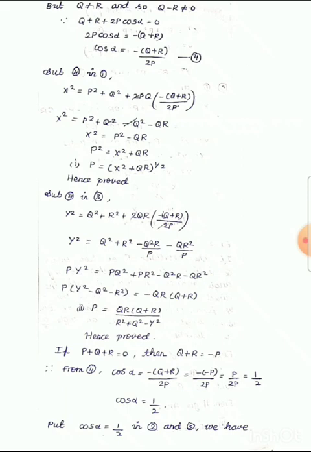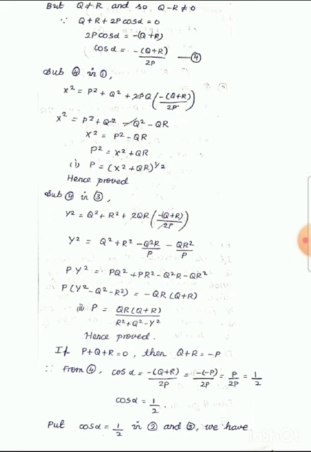So we'll get x squared is equal to p squared plus q squared minus, we are cancelling 2p and 2p. So we'll get q into minus q plus r. For this we'll get minus q squared and minus qr. So we are cancelling q squared and we'll get x squared is equal to p squared minus qr.